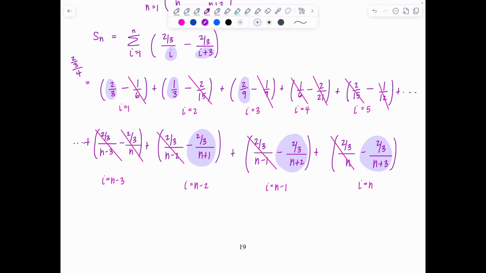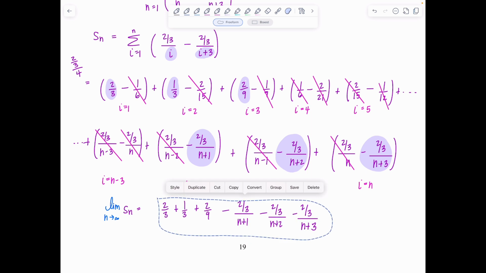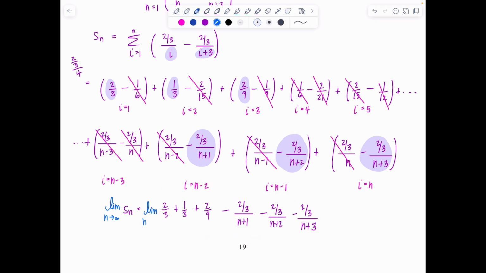Good. This one's messy, I know. So S sub n is, who survived? 2/3 plus 1/3 plus 2/9 minus 2/3 over n plus 1 minus 2/3 over n plus 2 minus 2/3 over n plus 3. Now what do? We always take the limit of S sub n. I don't feel like rewriting it, you guys. Can I just write the limit as n goes to infinity like this? And then I'm just going to do a little scoot, if you'll allow me.